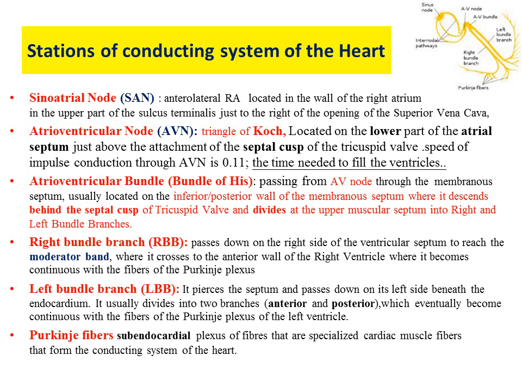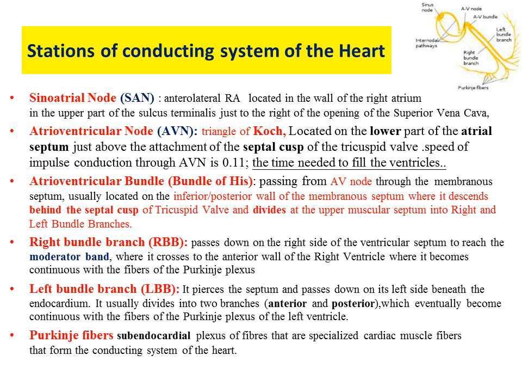From the AV node, we are going to the atrioventricular bundle, or bundle of His. This bundle of His passes from the AV node through the membranous septum, usually located on the inferior posterior wall of the membranous septum, where it descends behind the septal cusp of the tricuspid valve and then divides at the upper muscular septum into the right and left bundle branches, and those go through the interventricular septum.